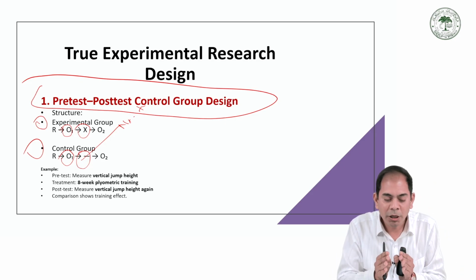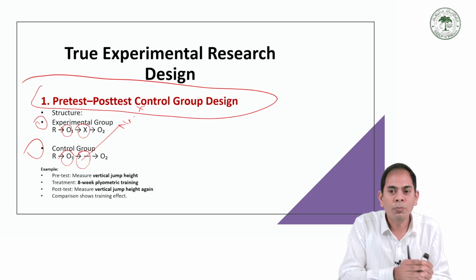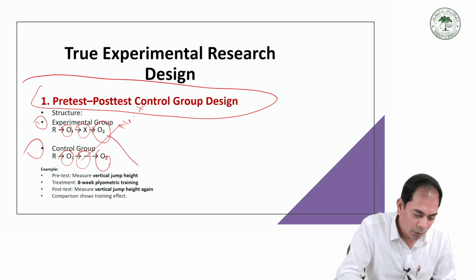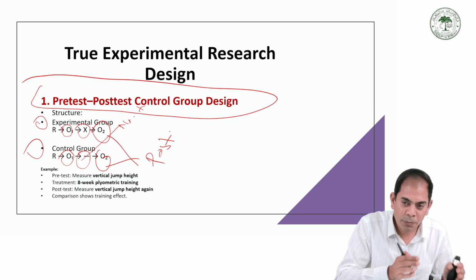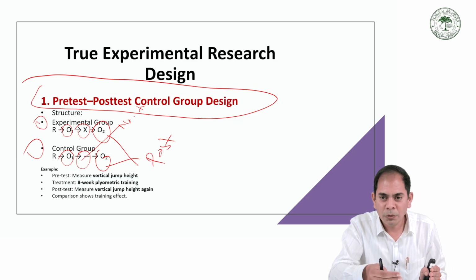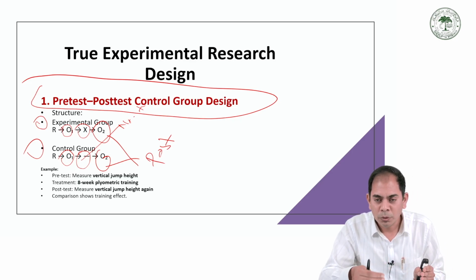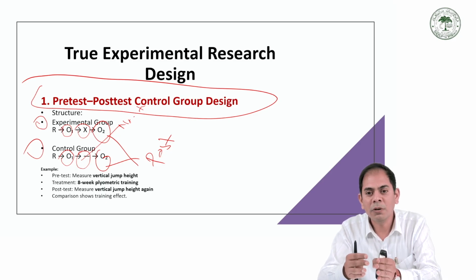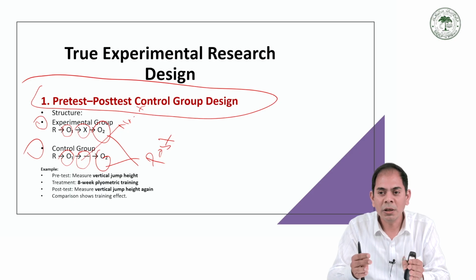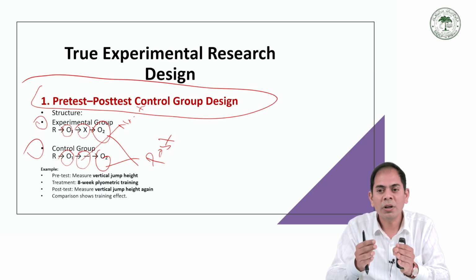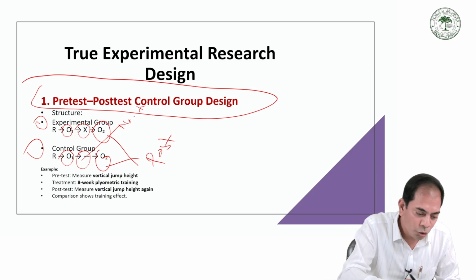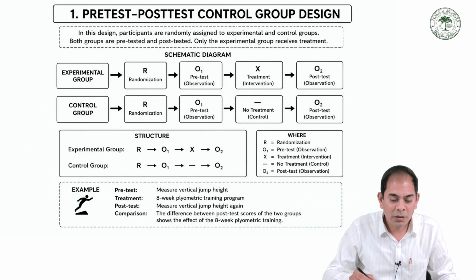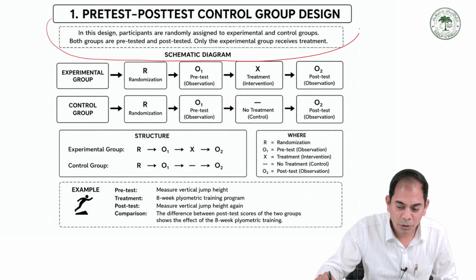After the treatment of the experimental group is completed, both groups are tested again through a post-test. So this means pre-test, experimental group gets the treatment, control group gets no treatment, and after the treatment is complete, the post-test data is recorded. The researcher compares the results to determine the effect of the treatment more accurately. This is called the pre-test post-test control group design. This is the flow chart of the pre-test post-test control group design.